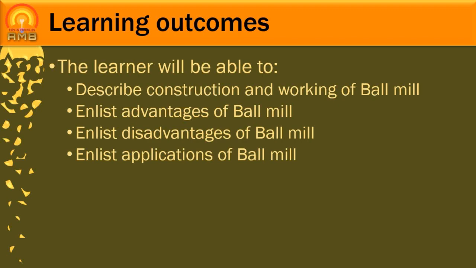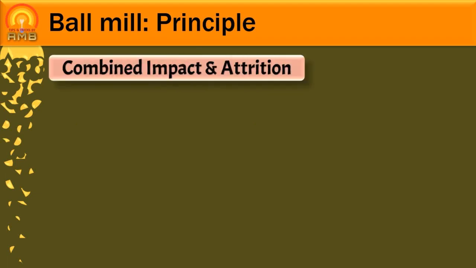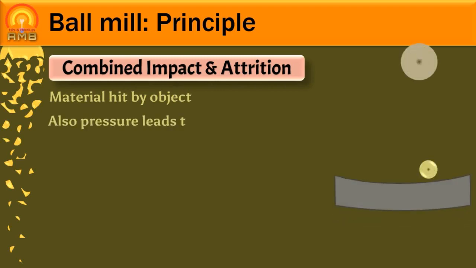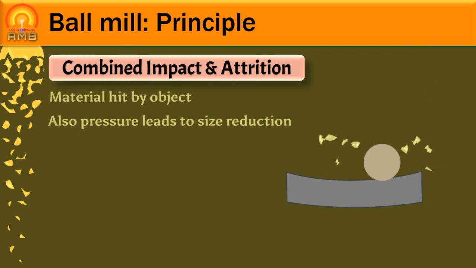Let's start with the principle or mechanism involved in ball mill. It works on the principle of impact and attrition. Here balls fall on material in a rotating cylinder. Due to falling of balls on powder, impact occurs, and during movement of balls and cylinder surface, attrition of powder takes place in between these two.